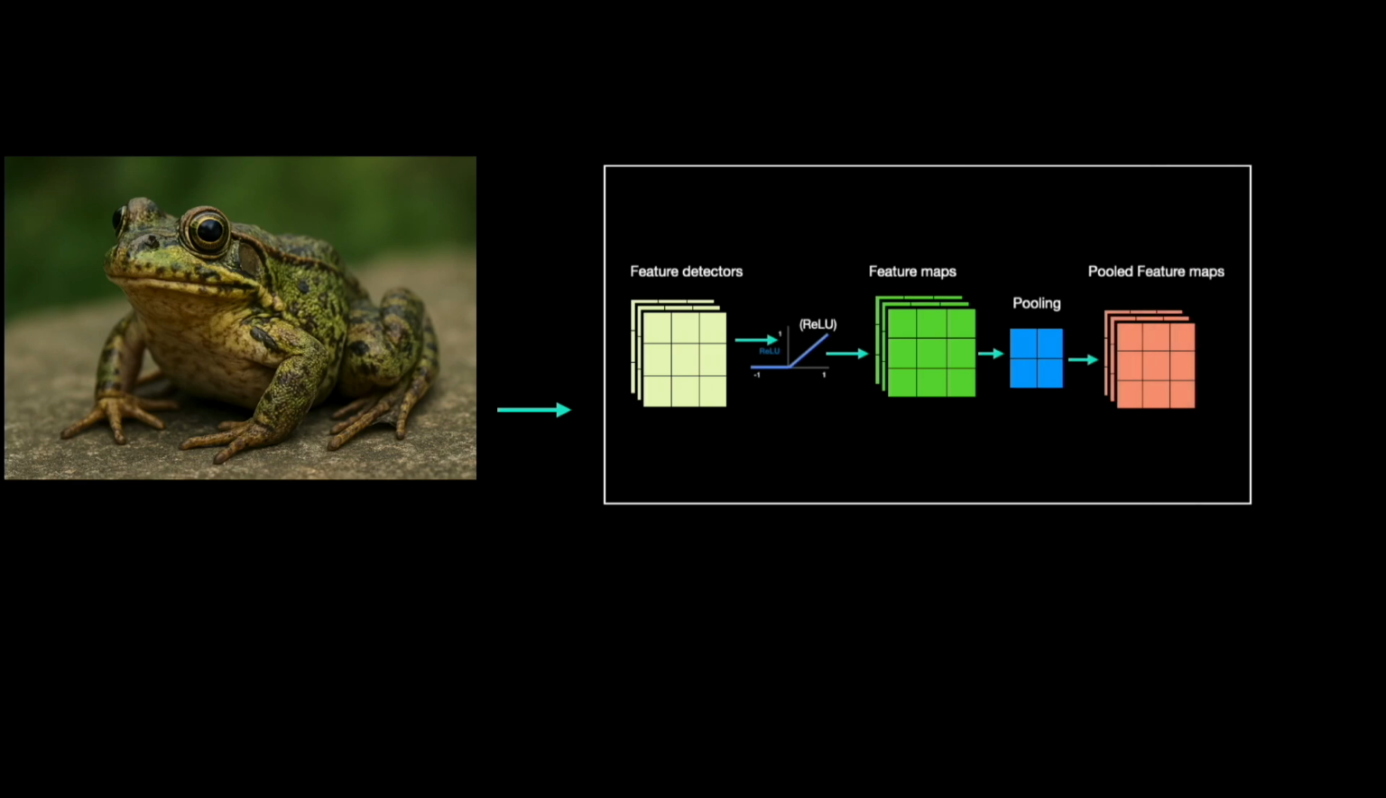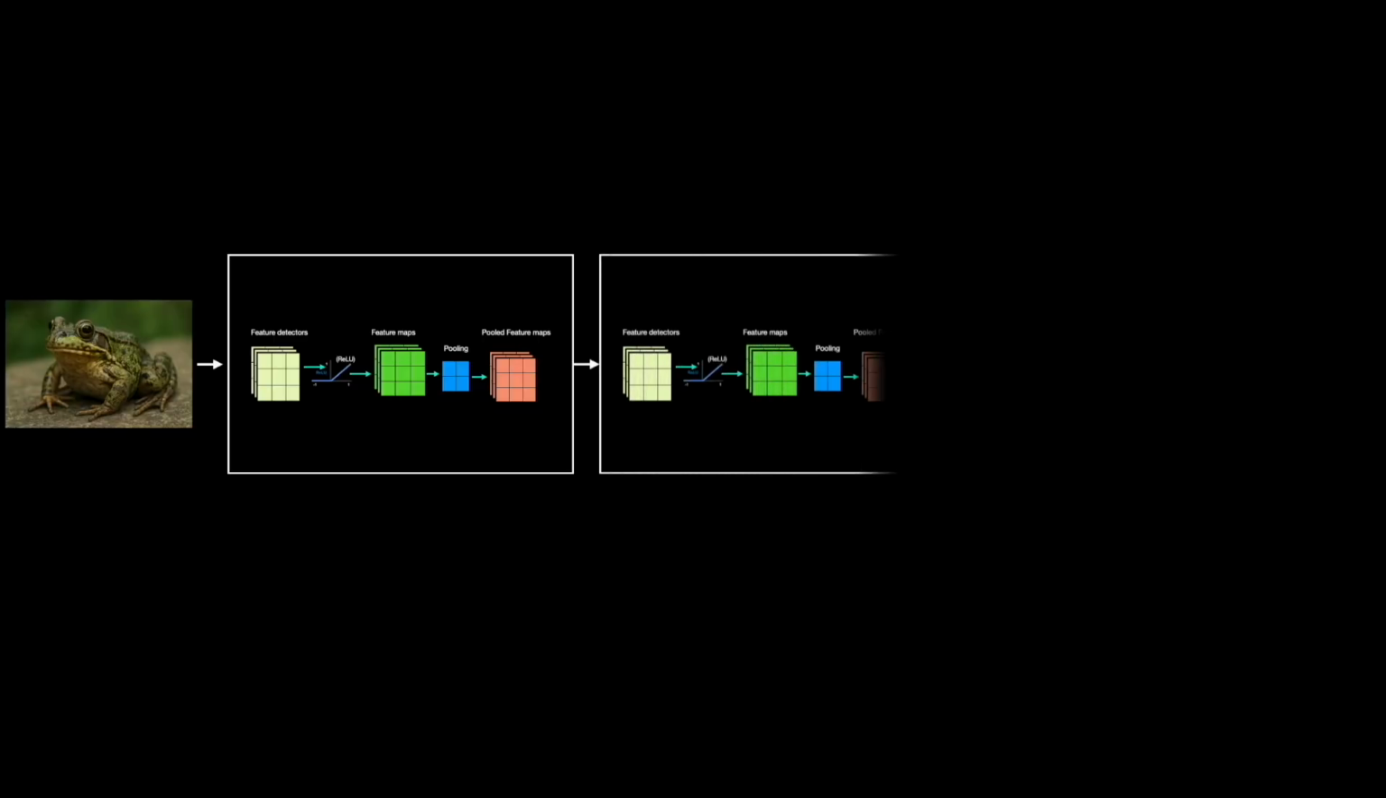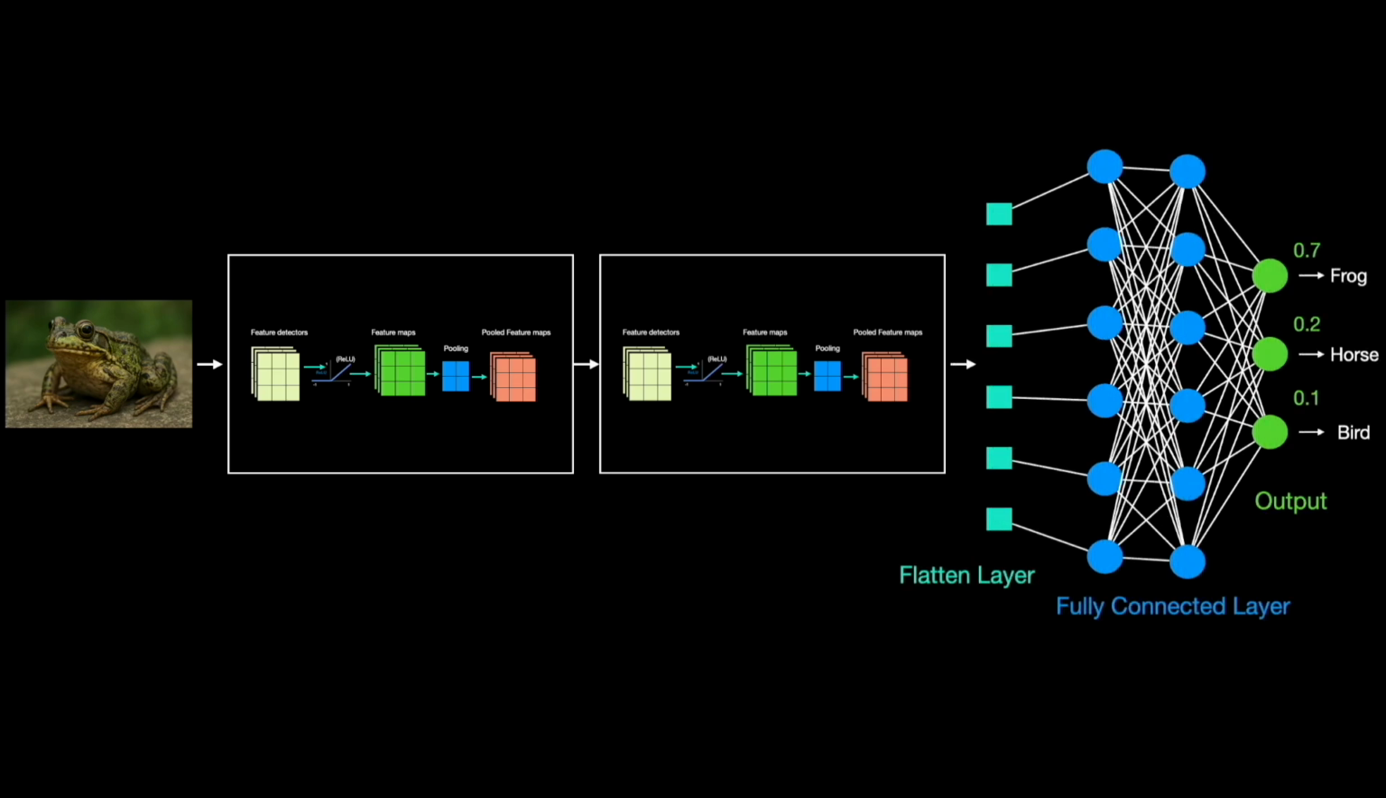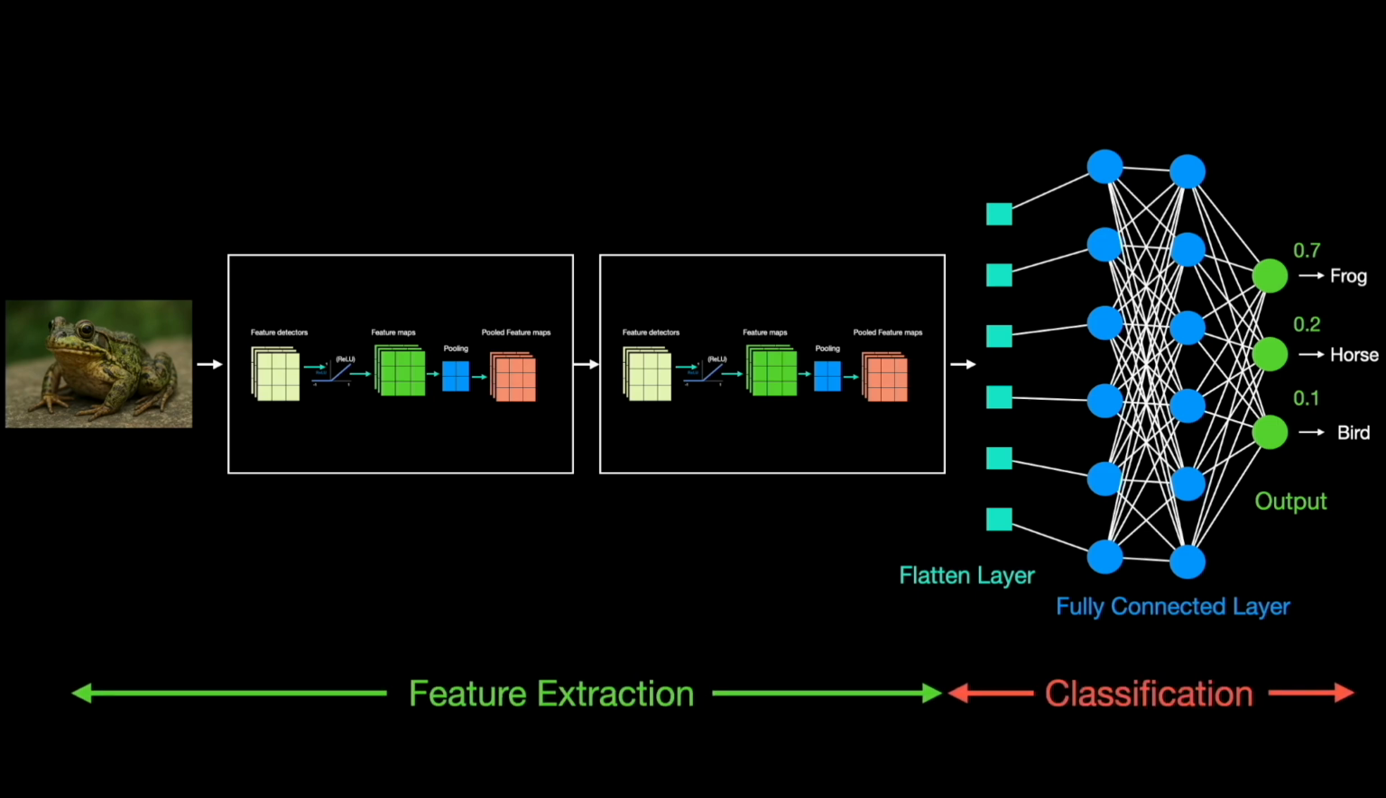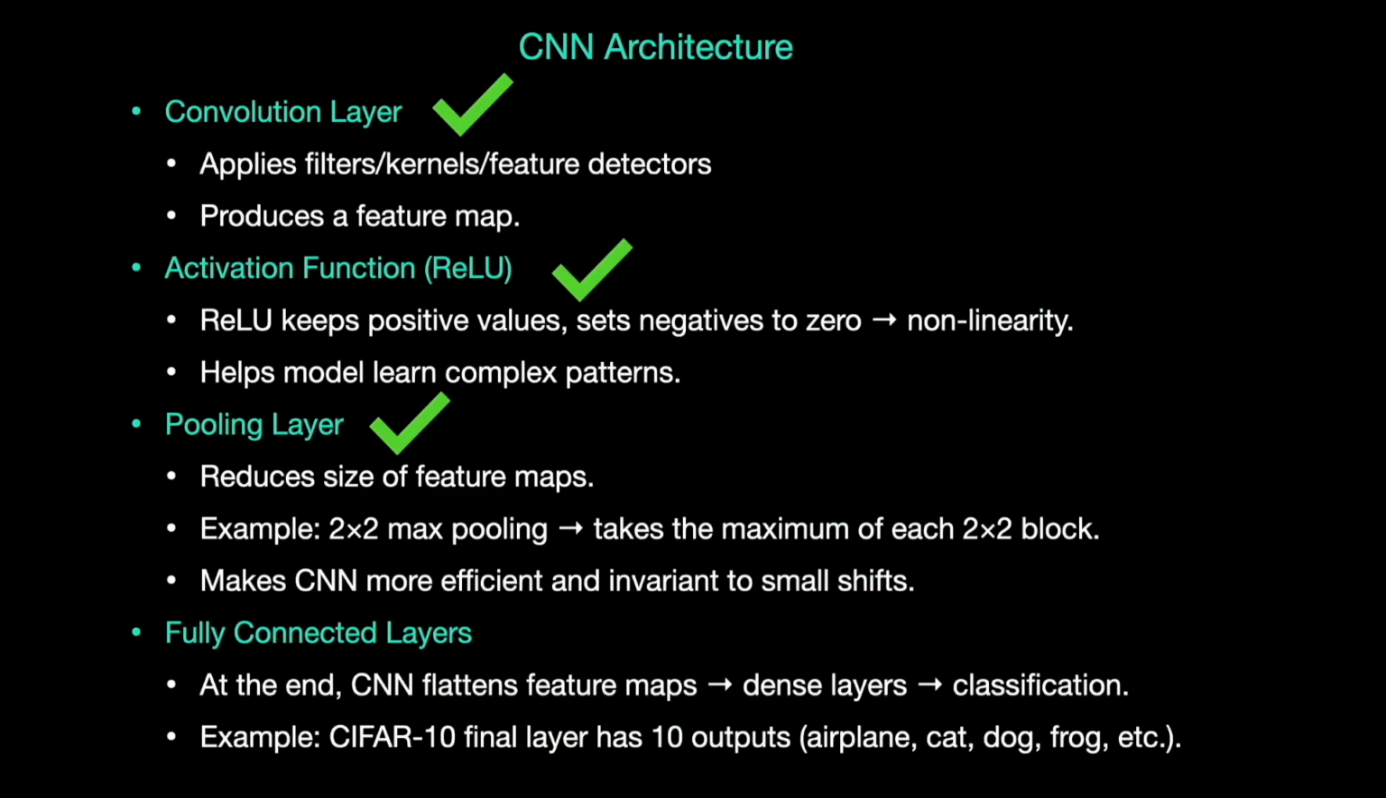Okay, so this is what one convolution looks like from inside. So we had 4 feature detectors, activation function, 4 feature maps, pooling, and 4 pooled feature maps. And typically, we have more than one convolution before we flatten the feature maps and feed them to the neural network. And again, this left part is called feature extraction, and the right part is called classification. Okay. And with that, we have completed the final component in CNN architecture, that is fully connected layers.